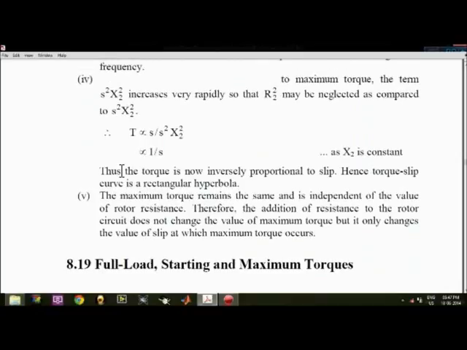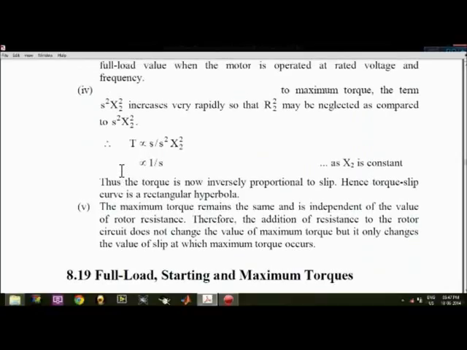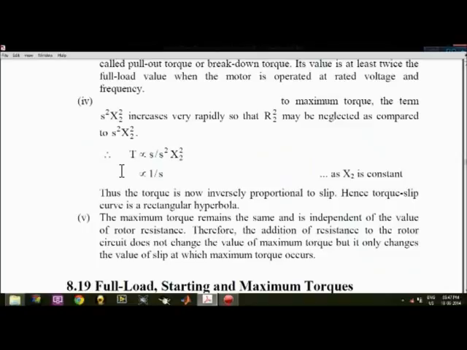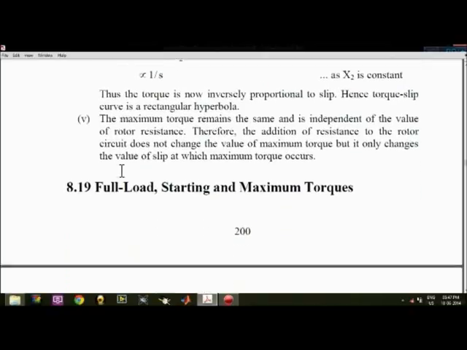But the maximum torque remains the same and is independent of the value of the rotor resistance. Therefore the addition of resistance to the rotor circuit does not change the value of the maximum torque, but it only changes the value of the slip at which the maximum torque occurs. This is the most important thing you need to remember.